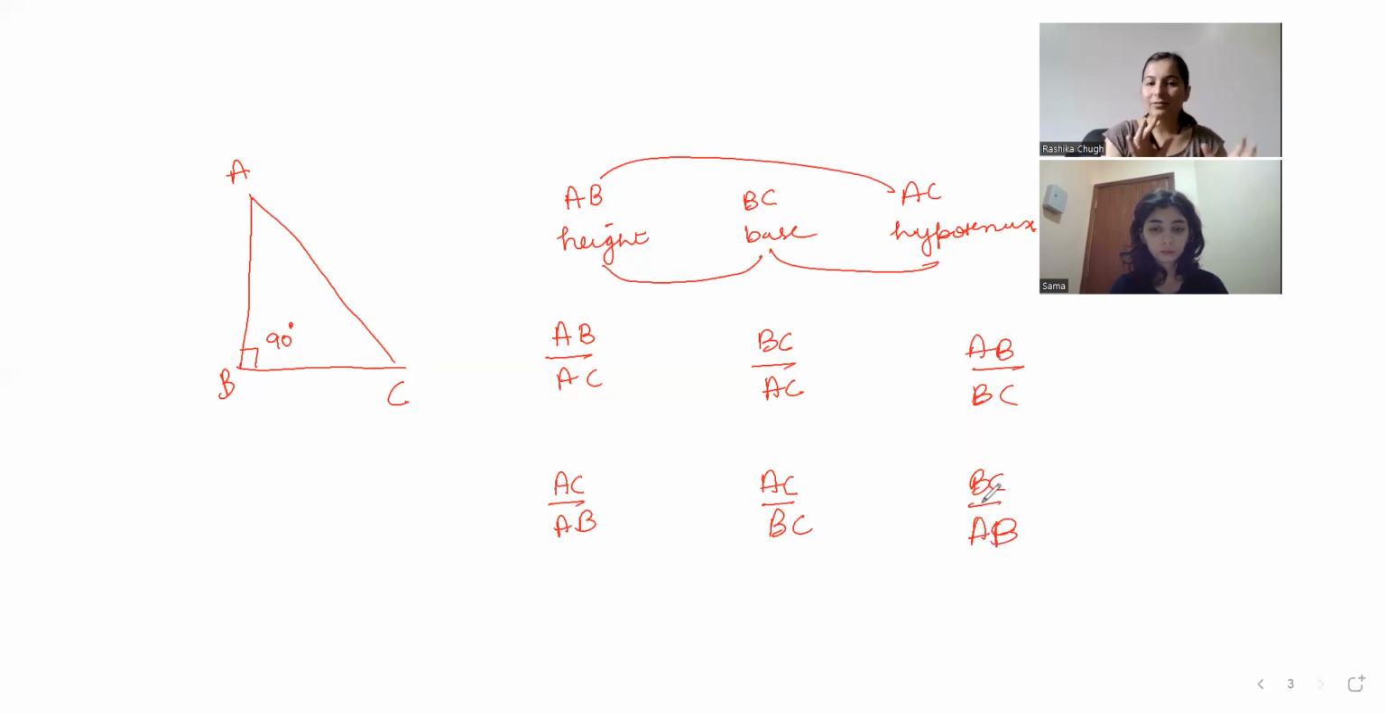Firstly, let's have clarity on how I've taken it. There were three sides. I have chosen any two sides at a time and divided them. Is this clear? Why are we doing it? Let's understand. In the right angle triangle, all the angles have some relation with the sides ratio. That's why we are taking the ratio here. And we have given a particular name to each ratio.